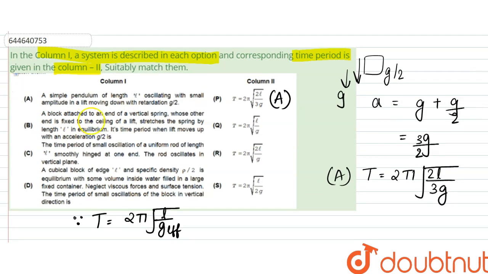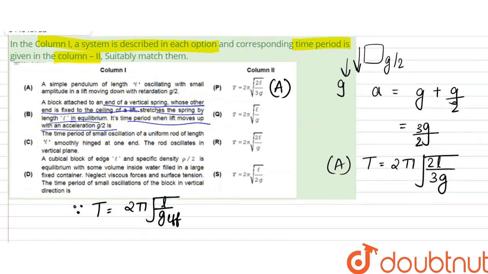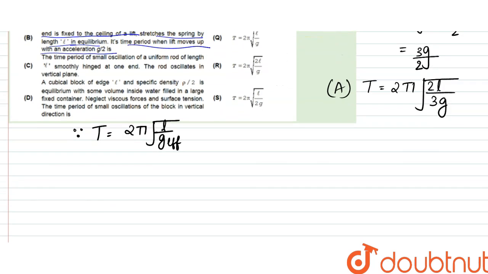The second question: a block attached to an end of a vertical spring whose other end is fixed in the ceiling of a lift stretches the spring by length L in equilibrium. Its time period when the lift moves with an acceleration of g by 2 is what? The lift moves up. This is a lift, we are hanging the block, and it is moving with g by 2. There is gravity acting downwards.